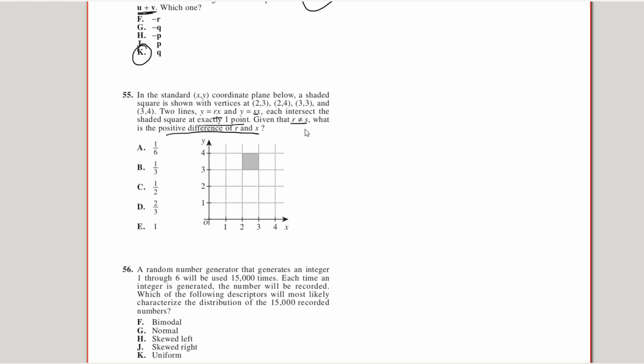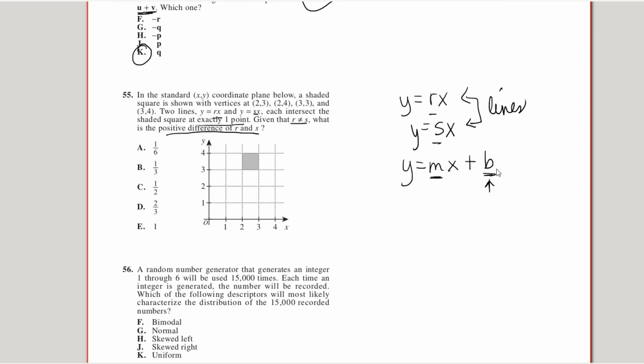So r and s are not the same thing, but when we look at y equals rx and y equals sx, these are both lines. We know something about them from our form y equals mx plus b. We know m is our slope, so r is the slope of this line, s is the slope of this line. We have this plus b, which is the y-intercept, and in our case, it's plus 0. So what that means is both of these lines are going to cross the y-axis at the origin.